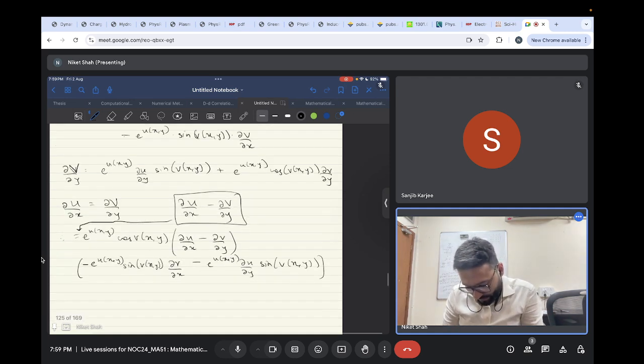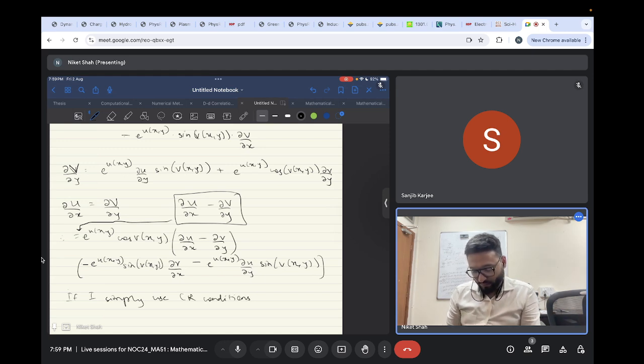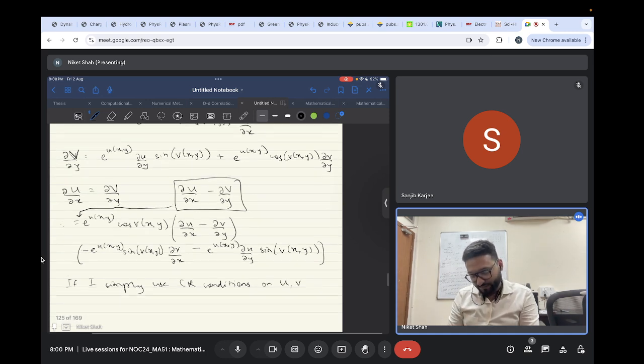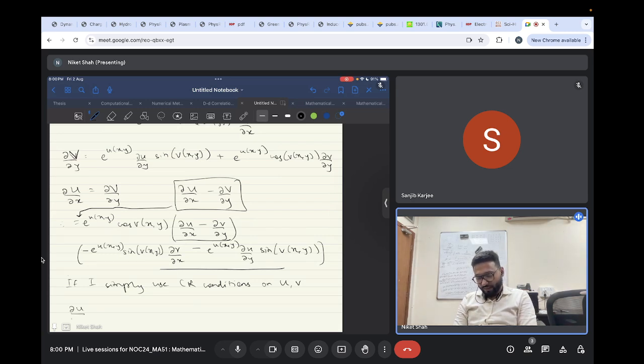And because u and v are both analytic functions, basically f of z is an analytic function, if I simply use CR conditions on small u and small v, then in that case, this becomes 0 and this becomes 0. Both of them will become 0. And what I'll end up with is del u by del x is indeed equal to del v by del y.